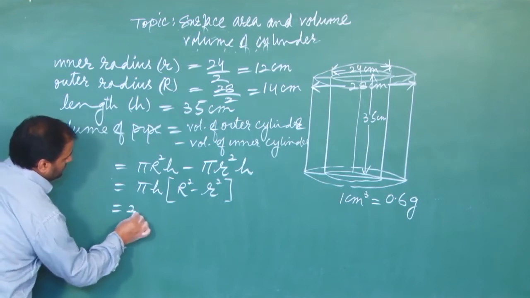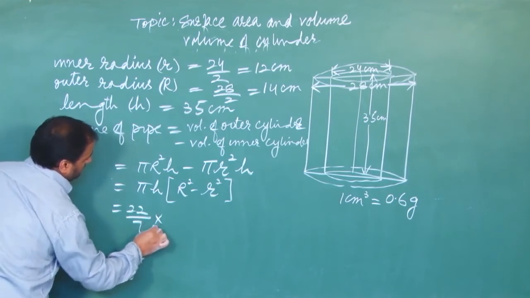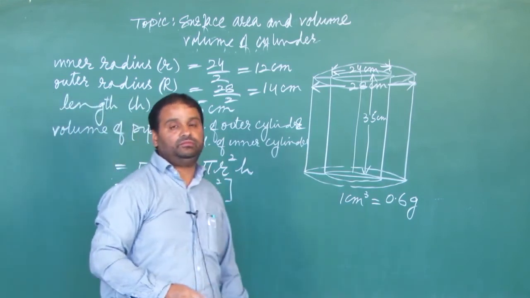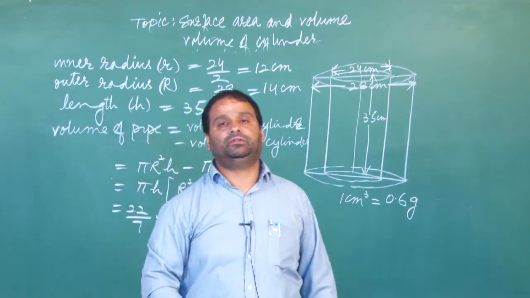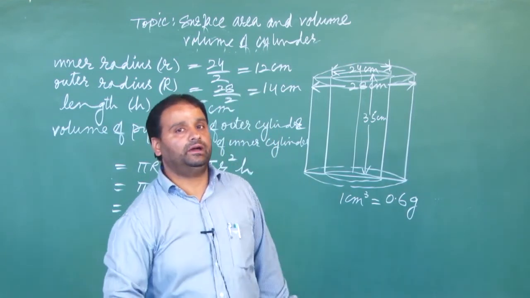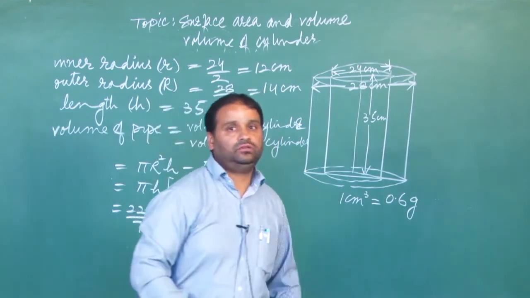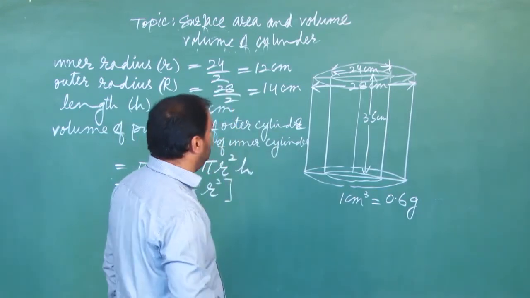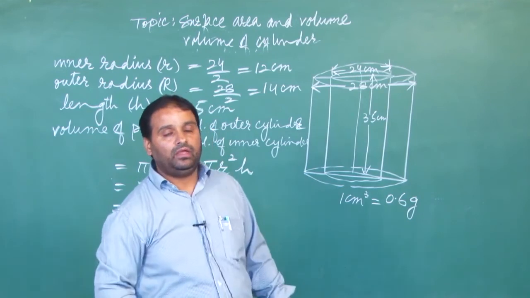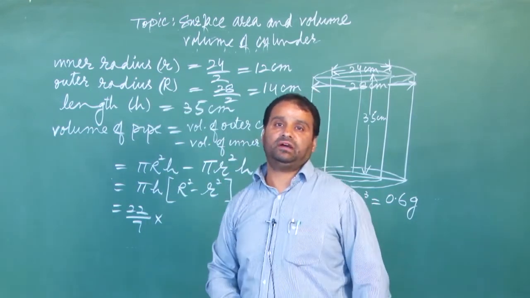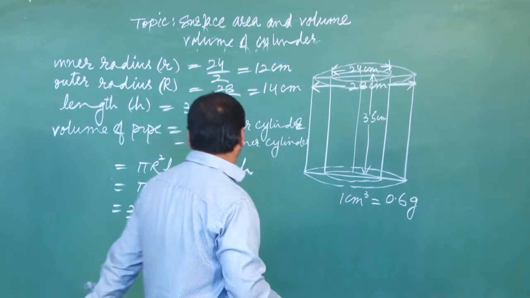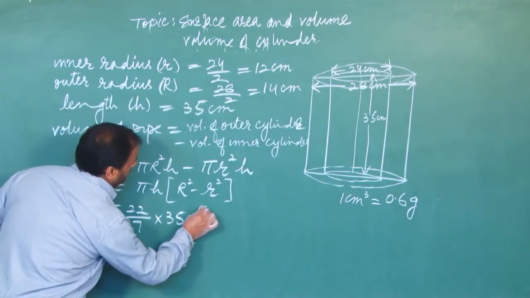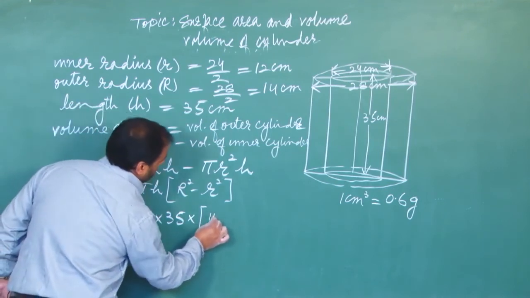Now, put values in the respective places. Pi is 22 by 7, or whatever is given. Sometimes it is given to take pi as 3.14. You have to abide by what is given in the question and take the instruction seriously. If it says take pi as 3.14 and you write 22 by 7, some marks can be deducted. So 22 by 7, h is 35, and R square minus r square is 14 square minus 12 square.